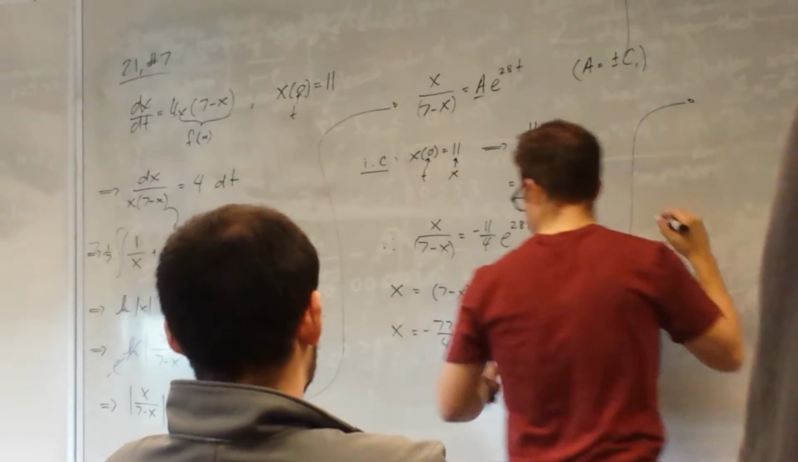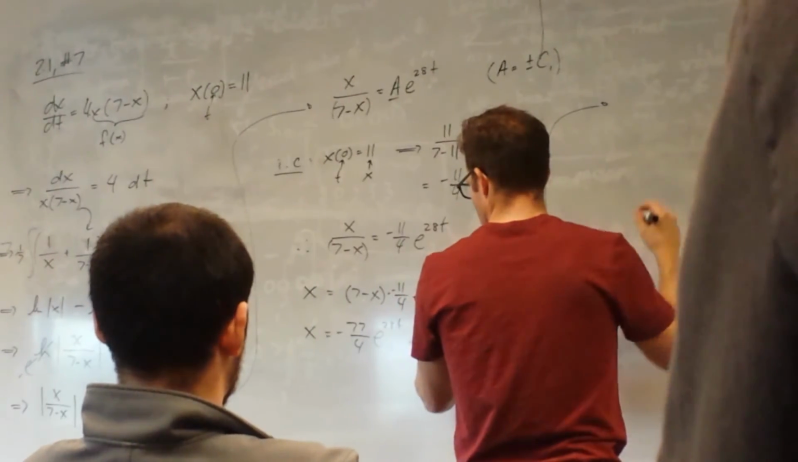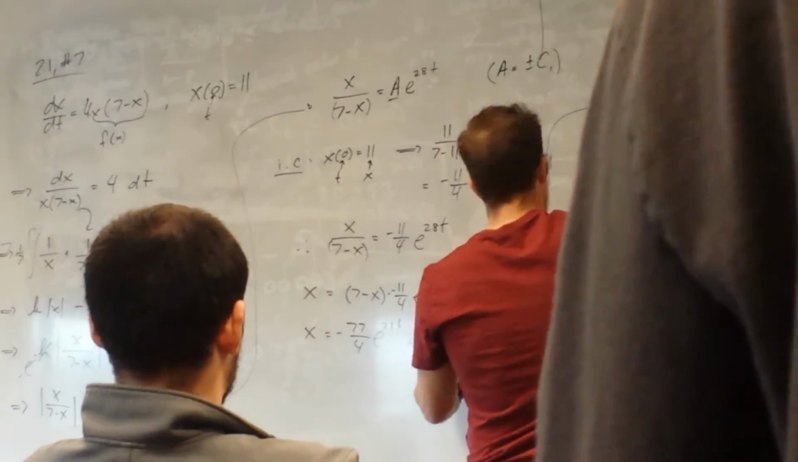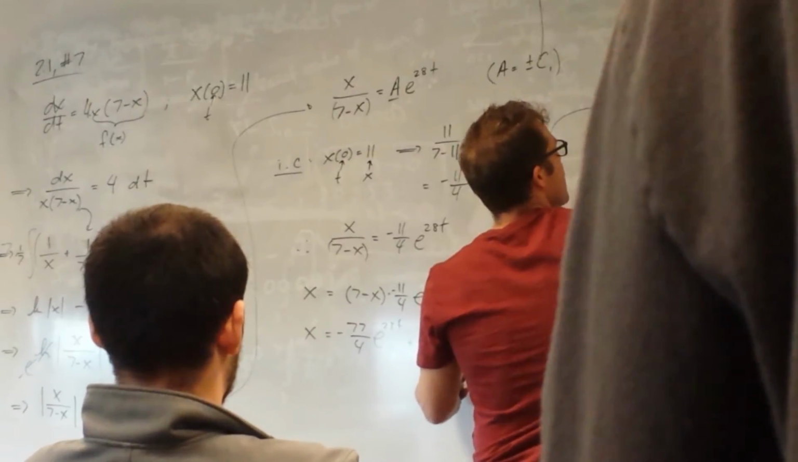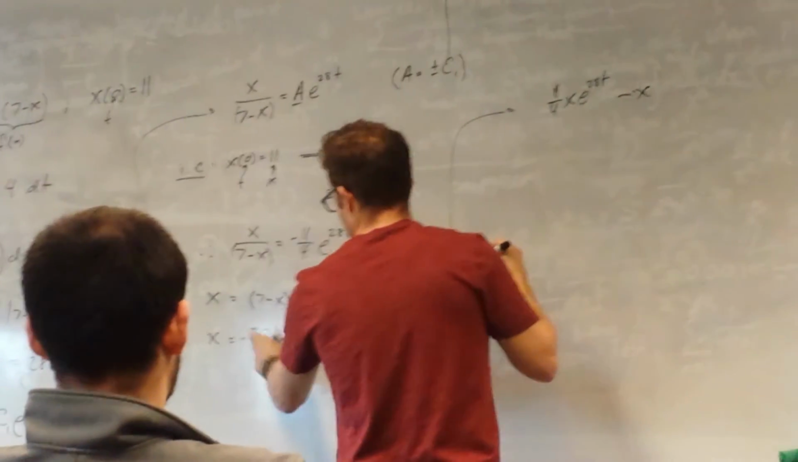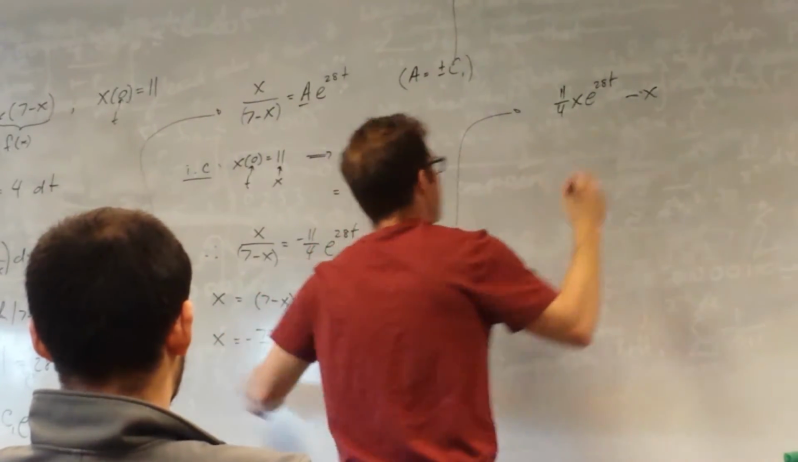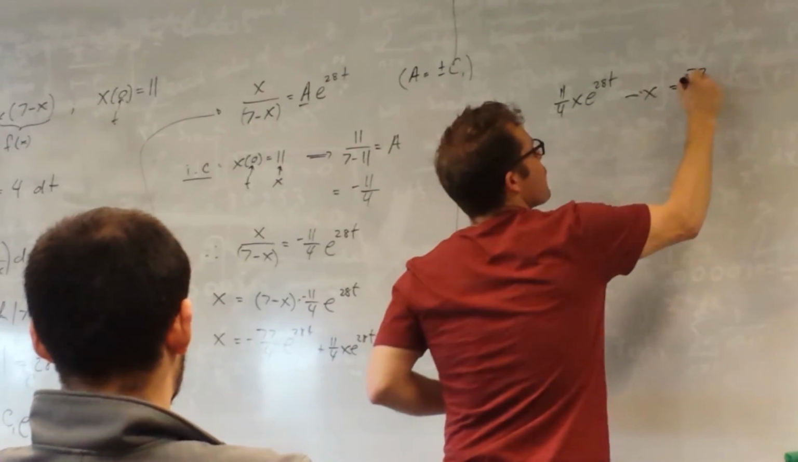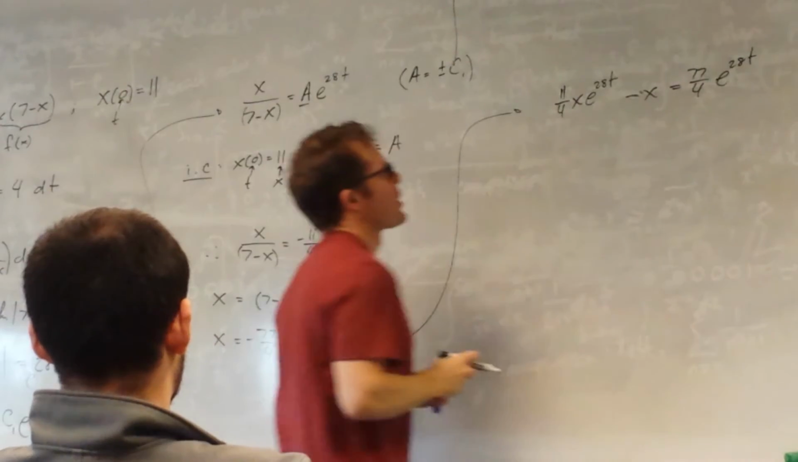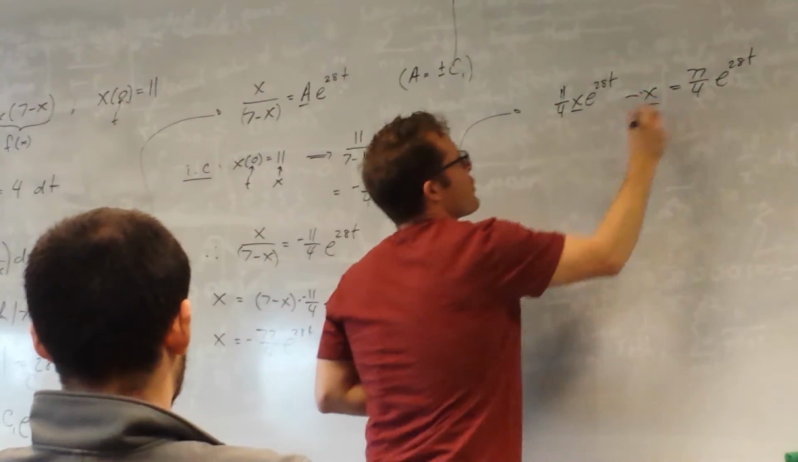I'll get this one over here. So we have 11/4 x e to the 28t equal, oh, not yet, minus x. I'm just rearranging that, and this one's negative, so I'm going to put it on the other side of the equation to be positive, equals 77/4 e to the 28t. Okay, and then we're able to factor that x out.